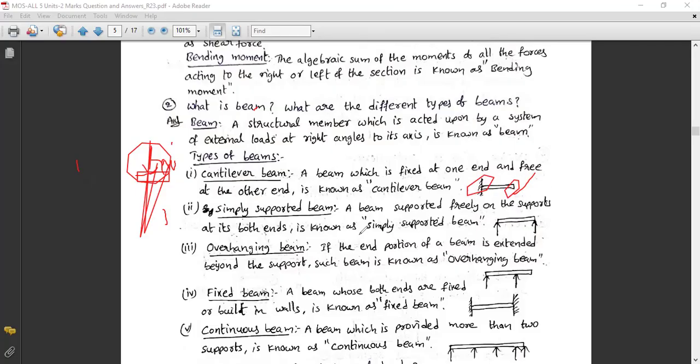Now define the simply supported beam: a beam supported freely on the supports at both its ends. So this is one end, and the other end is this one. Both are supported from the downward direction.